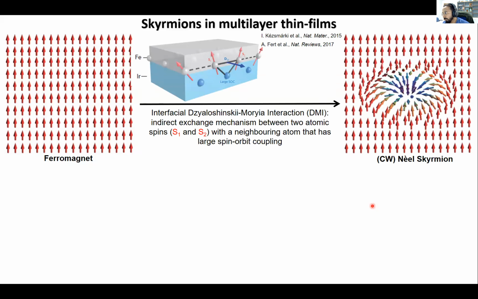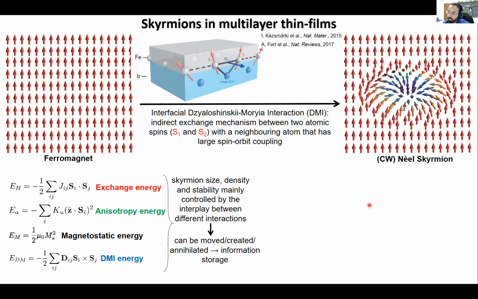So ferromagnets, as you all know, the journey from a ferromagnet to a skyrmion, which is a Néel skyrmion here, is mostly taken care of by these four intercompeting energies, which are exchange energy, anisotropy, magnetostatic energy, and the DMI energy, which is the most sensitive and the most critical one here. And the DMI energy actually brings in this swirling and twisting of magnetization in the plane of the film.